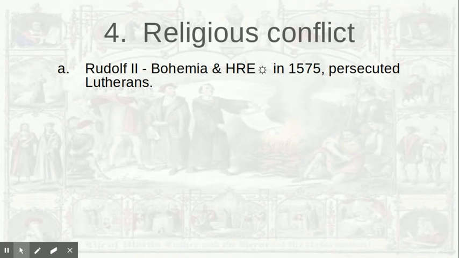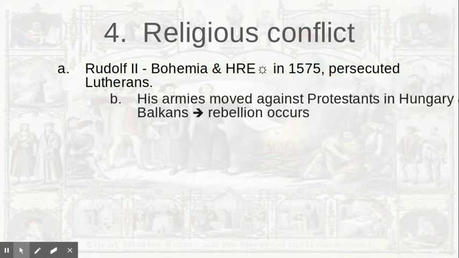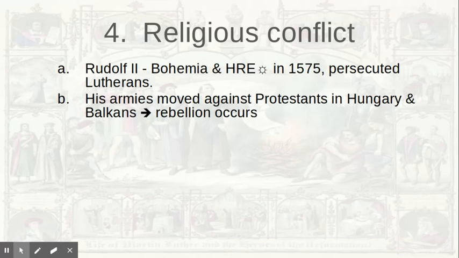Rudolph II of Bohemia, which is a territory in modern day Germany. Rudolph II of Bohemia was the Holy Roman Emperor. And in 1575, he decided he was going to start persecuting or harassing Lutherans.